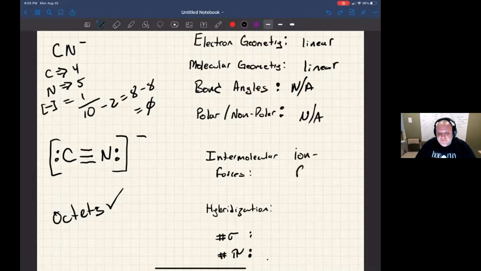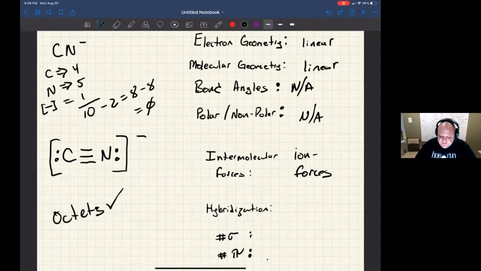And also for intermolecular forces, we would say that really there's only ion forces. We could say that maybe if this ion was associated with a polar molecule, there would be ion-dipole forces. If it was a nonpolar molecule, maybe it would be ion-dispersion forces. Maybe if it were oriented with another ion, we could say there would be ion-ion forces. But in a collection of just cyanide, we would just say there's ion forces.